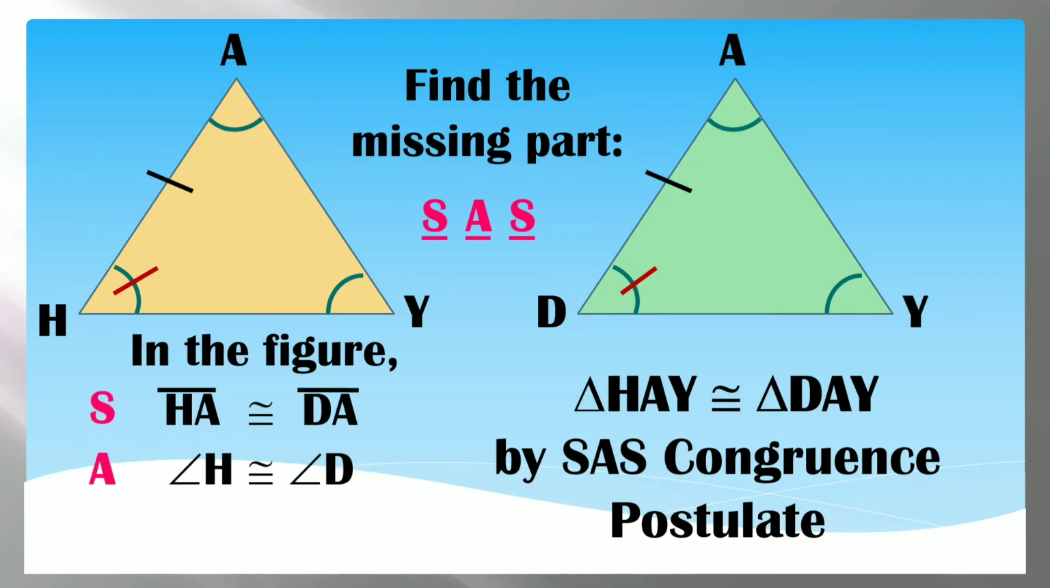Yan. So, yan yung ating side. Yan yung ating angle. So, kulang po tayo ng side. So, dito po tayo maglalagay ng ating missing part. So, segment HY is congruent to segment DY. So, using SAS congruence postulate, triangle HAY is congruent to triangle DAY.